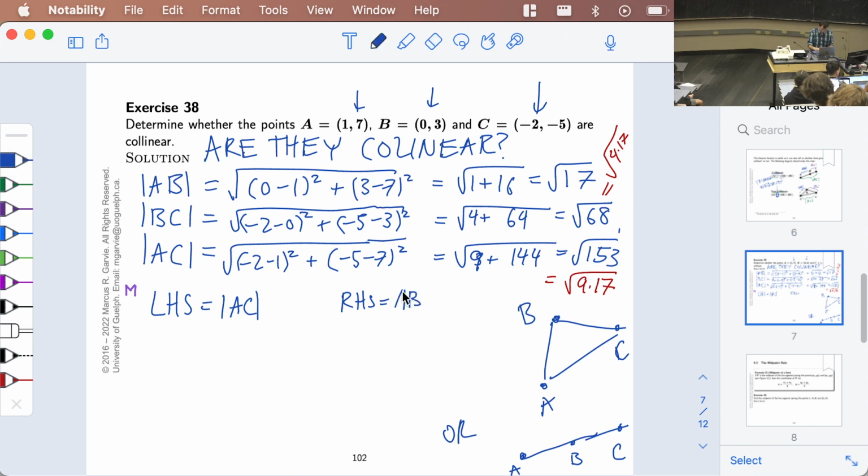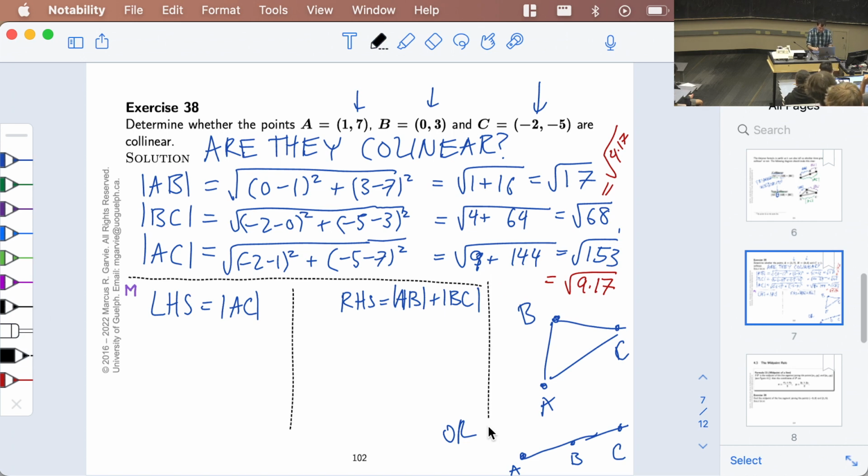AB plus BC. And we have to compare these two things, right? We have a left-hand side and a right-hand side. And we just got to see, are they the same? And this is where your high school algebra comes into play. You can simplify these two things, and then you can compare them. If you have two numbers and they're written in crazy ways, they're hard to compare. But if they're simplified, it's better.